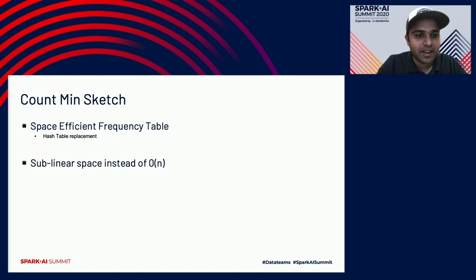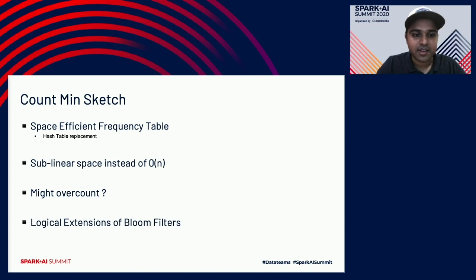Space efficient, what do you mean by that? It takes sublinear space instead of order of n. Good for us. It might lead to some overcounting, but that's fine. We are saving a good amount of space here. It's technically a logical extension of Bloom filters, when you start digging down into the internals. The cool thing is it's a monoid, and I can't emphasize enough how important it being a monoid is for our use case, specifically with Spark.